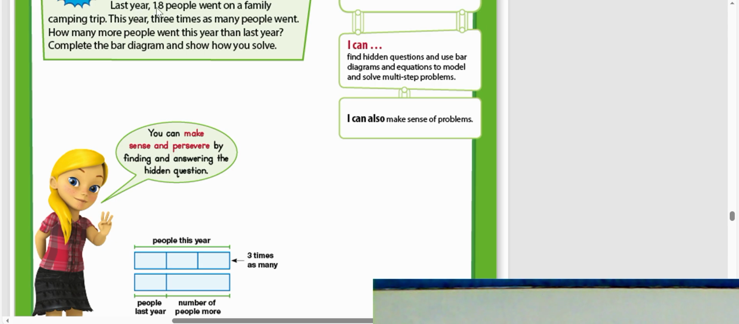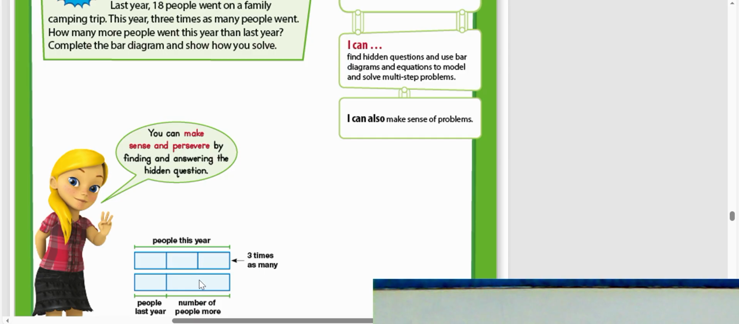Okay, again, last year 18 people went on a family camping trip. This year 3 times as many people went. 3 times, we can multiply 3 times 18. 18 plus 18 plus 18 equals 54. 54, we can divide by 18 as a number here. We can write 54 subtract 18, and find the number here by writing 36.